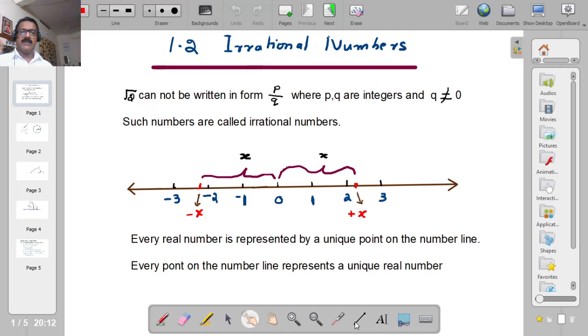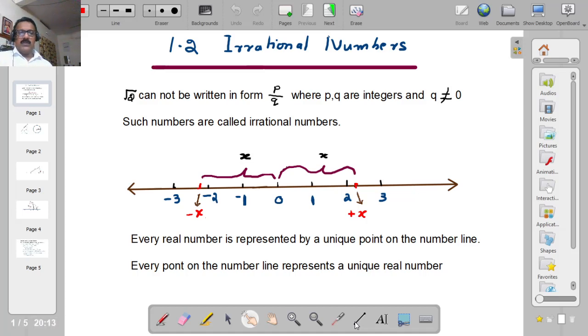So an irrational number cannot be written in the form p over q, where p and q are integers and q is not equal to 0. It was Hipparchus, a Greek mathematician, who first discovered that the square root of 2 cannot be written in the form p over q. That is, Hipparchus proved that the square root of 2 is an irrational number.